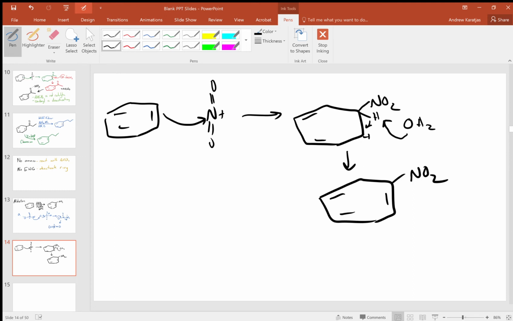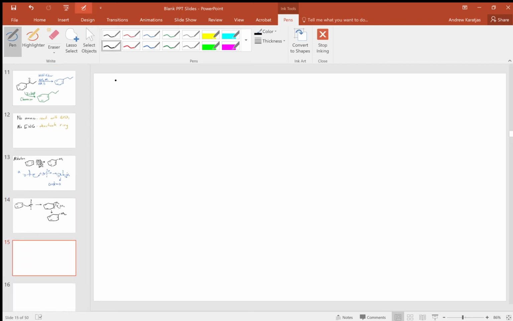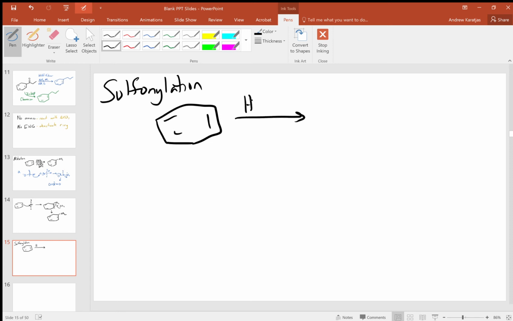Now we're going to see here next that this nitration reaction, its mechanism is extremely similar to our final aromatic substitution reaction, the sulfonylation. Now the sulfonylation is basically the nitration reaction minus the nitric acid. So sulfuric acid and heat to form this product.